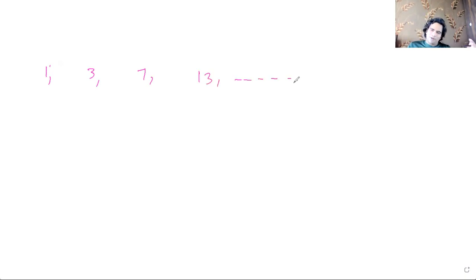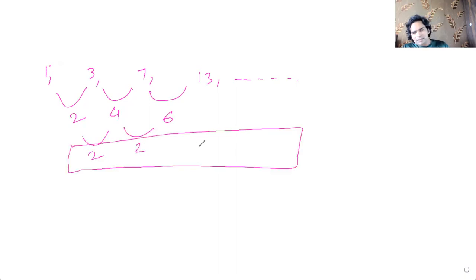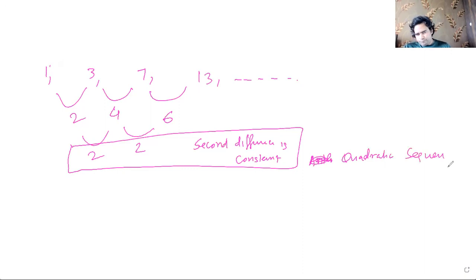So this is a quadratic sequence for a reason, because when I find the first differences, you'll get 2, 4, 6. Now, when I find the second difference, you'll always see that it is constant. So if the second difference is constant, the sequence is a quadratic sequence. Now, how do I find the formula for it?